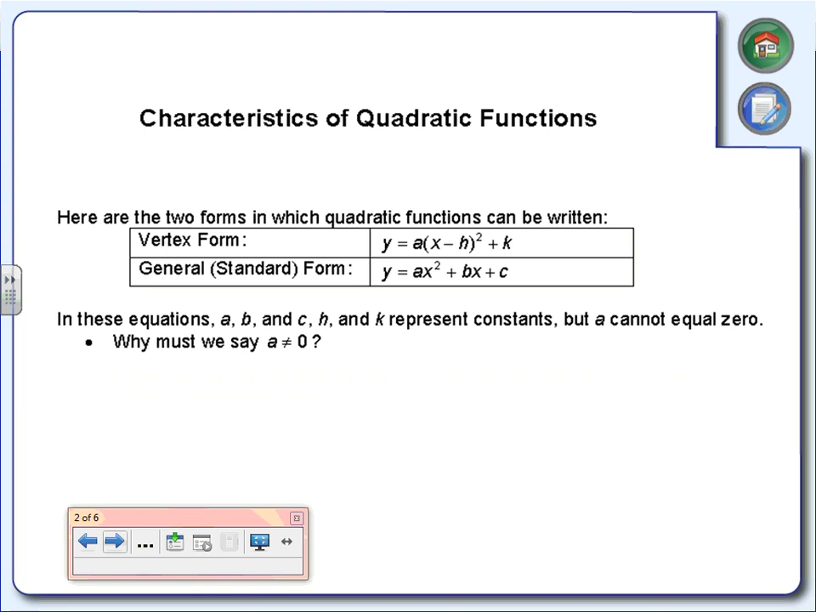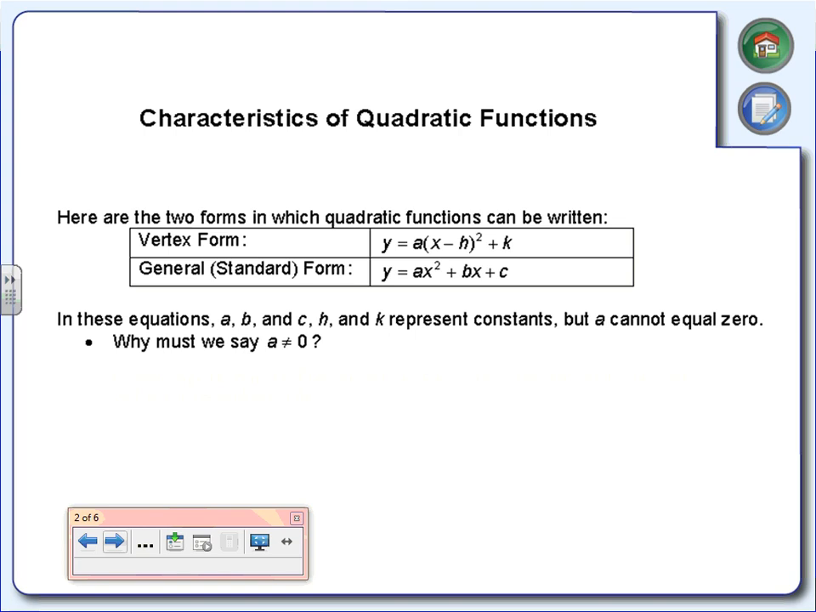So up at the top of your paper, you'll notice that we have both the vertex form and the standard form, just in case you don't remember the equations from yesterday. Now it says here that A, B, C, H, and K represent some constant. They represent some number. But the A cannot be a 0. Why? Why can't we have A be a 0? What would happen if A were a 0? Anybody want to take a guess why A can't be a 0?